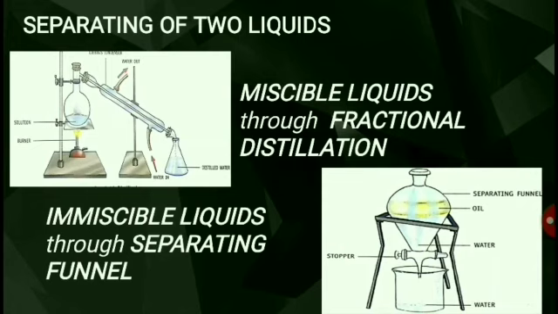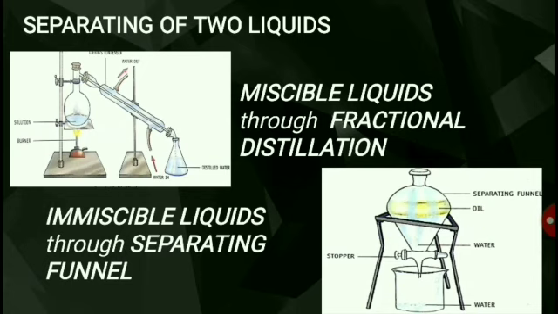Now coming to the fourth category of our chapter, that is separating two liquids when both are in liquid form. First is miscible liquids, that means the liquids that can be dissolved into each other. Two miscible liquids that have different boiling points, for example water and alcohol, can be separated by the process of fractional distillation. Now, where the liquids are immiscible, that means they cannot be dissolved into each other, they can be separated by using a separating funnel, which has a stopper that can be used to drain out the liquid that is at the bottom.